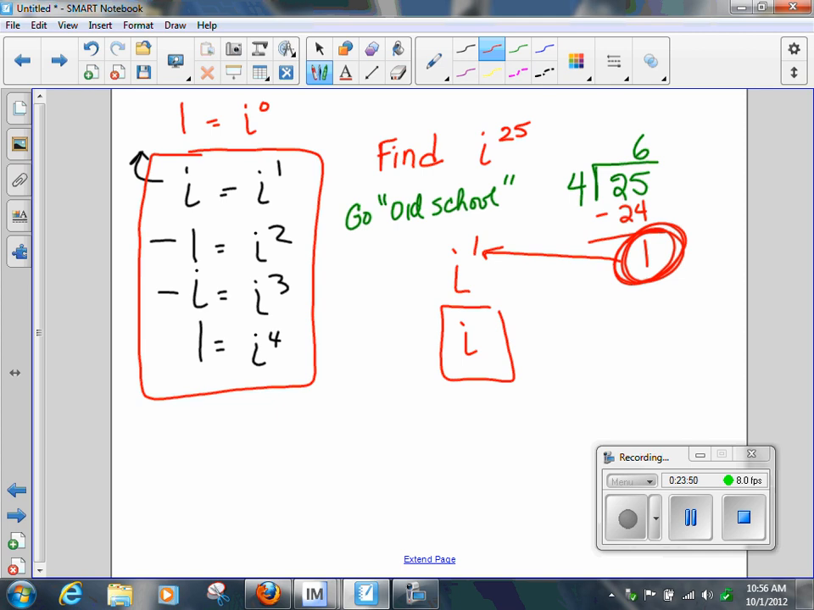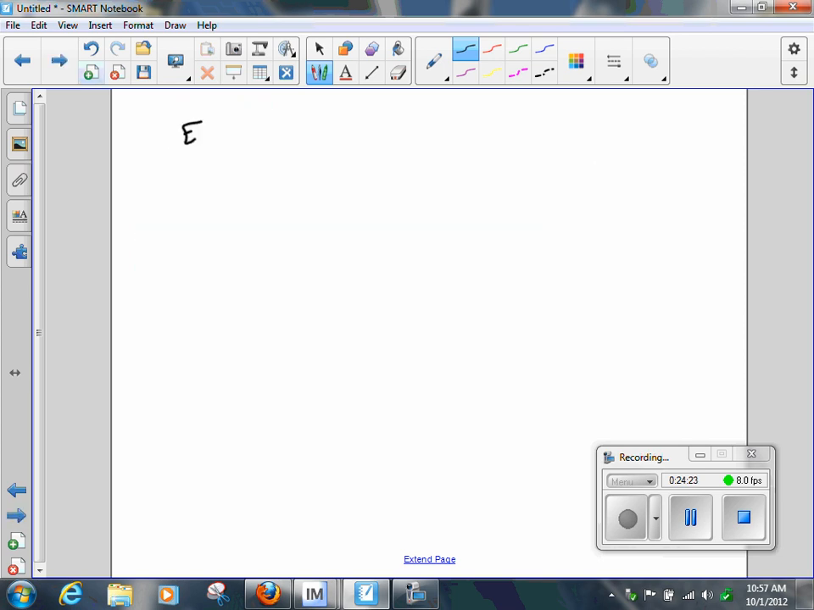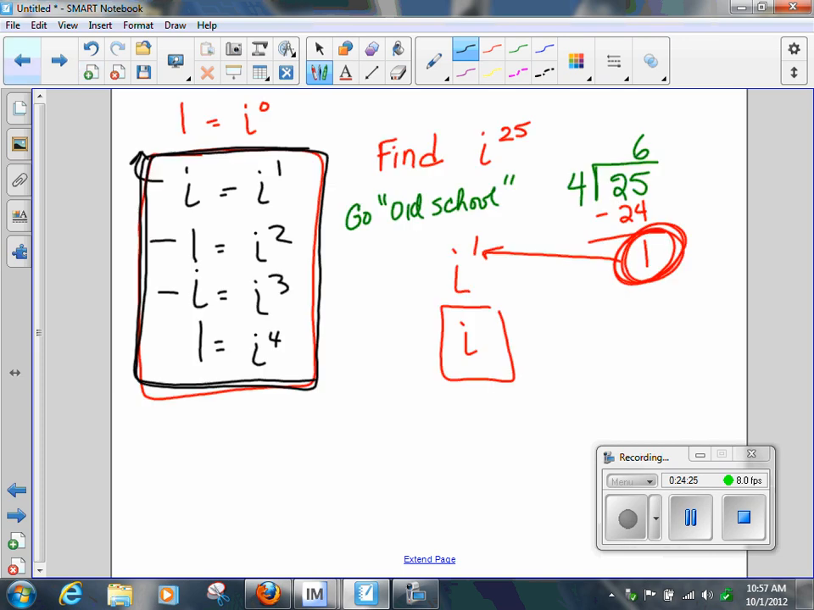Could I go my way? i squared times i squared times i squared times i squared times i squared. How many times? 12 times. And how many would be left over? I could do it that way, and it would work, but it would take forever. How about this one? I would write this right here on every paper I get. Here's another one. I guess this is example 2 of those.